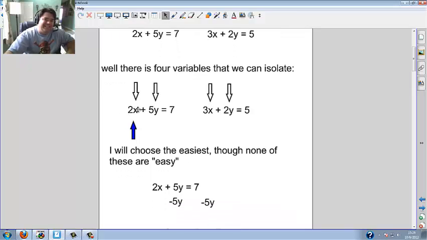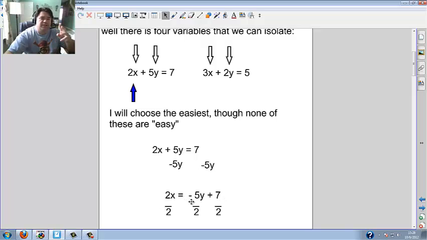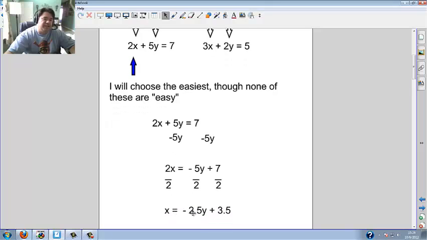How do I isolate this x? First, positive 5y has to go. So instead of plus 5y, minus 5y. Minus 5y to one side, minus 5y to the other. So I get 2x equals negative 5y plus 7. Then instead of times 2, I'm going to divide by 2. Divide by 2 on one side, divide by 2 on both of the others. So now x equals negative 2.5 or negative 5 halves, whichever floats your boat, plus 3.5.